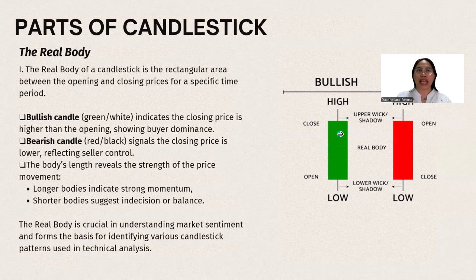A bullish candle, or an indication of price increase, has a color green or white. Meanwhile, a bearish candle, or an indication of a price decrease, has a color red or black. A long body suggests a strong momentum. Meanwhile, a short body indicates limited price movement.